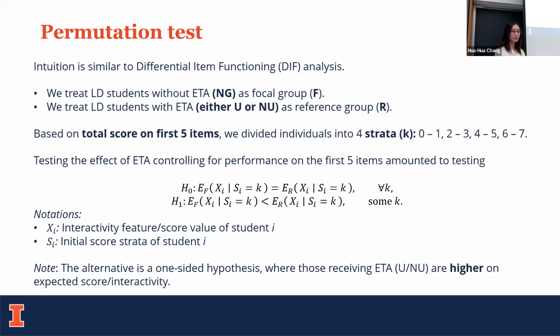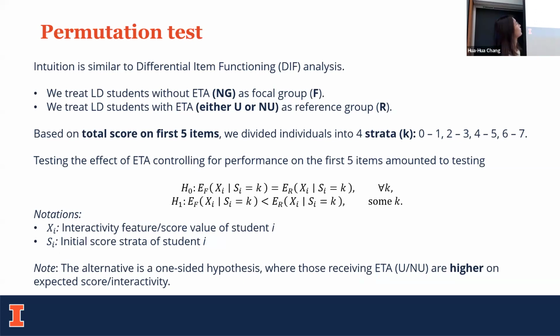And we treat the students with ETA, who either used or did not use the extra time, as the reference group. Then, based on the total score of the first 5 questions, we will divide individuals into 4 strata of initial scores. The first 5 questions have a maximum score of 7. We divided individuals into scores between 0 and 1 across the 5 questions, 2 and 3, 4 and 5, and 6 and 7.